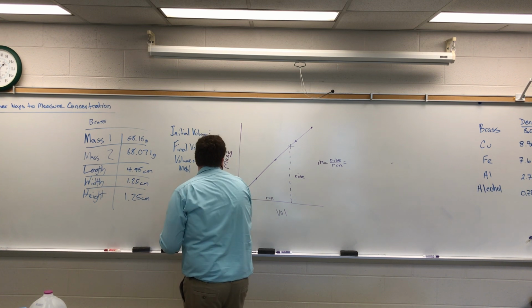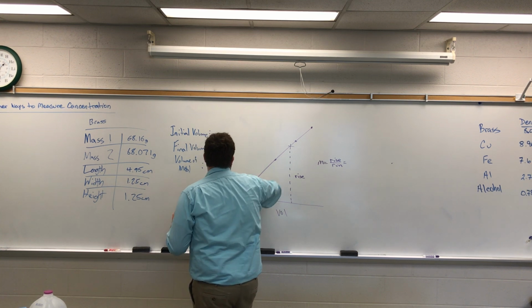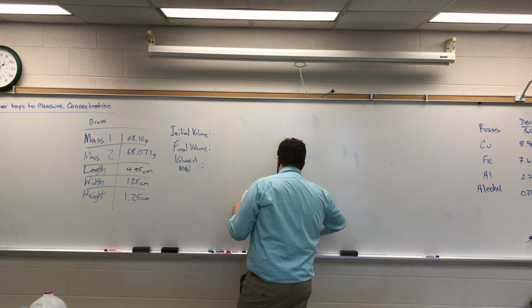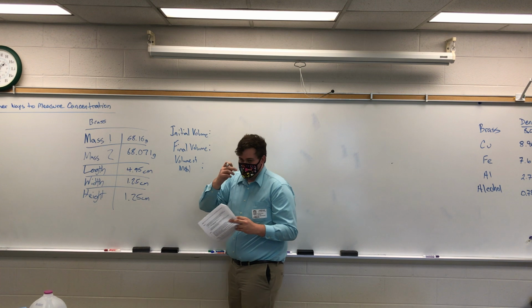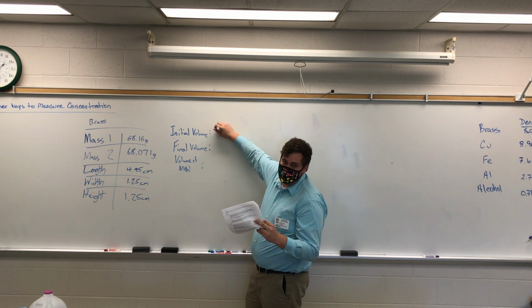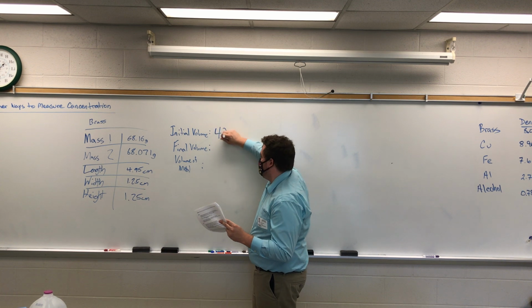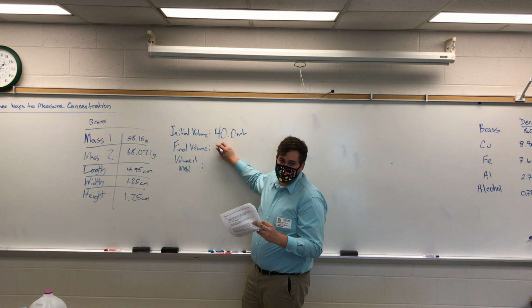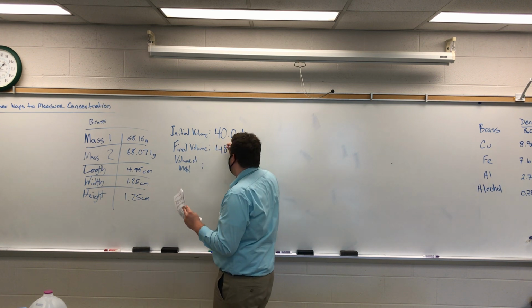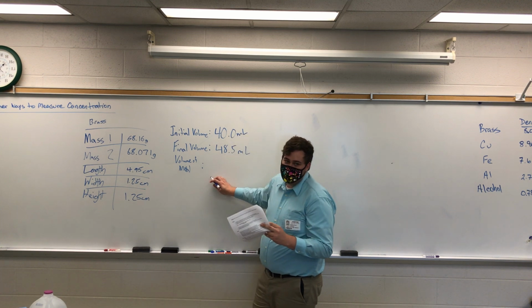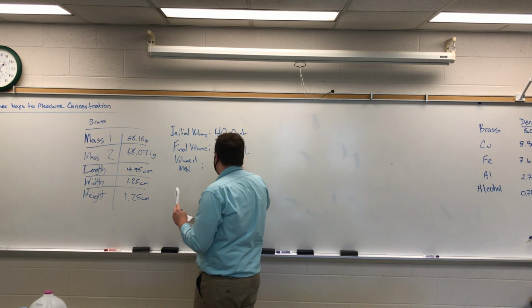I'm gonna unfortunately have to slide this out of the way. Goodbye. Very well done graph. Alright, initial volume, what'd you get? 40.0 milliliters. 40.0 milliliters. Okay, and then your final volume? 48.5 milliliters. So then the volume of the metal? 8.5 milliliters.